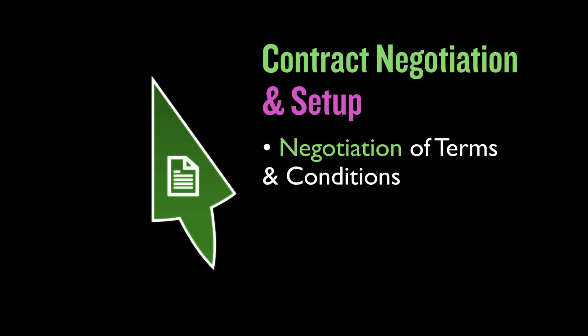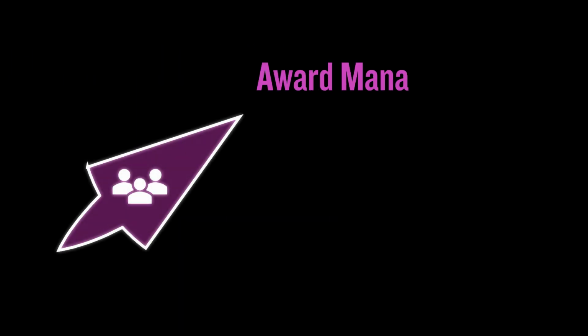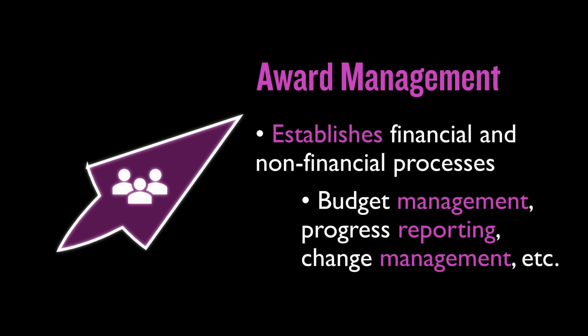If a contract has terms and conditions, also known as T's and C's, that require negotiating or creating a subaward to another party, contract and subaward negotiation would happen first. However, many awards do not require negotiating, and we accept the T's and C's upon being awarded. The award is then set up in our operating system. This is called award management within the post-award phase, and includes the establishment of all financial and non-financial processes.